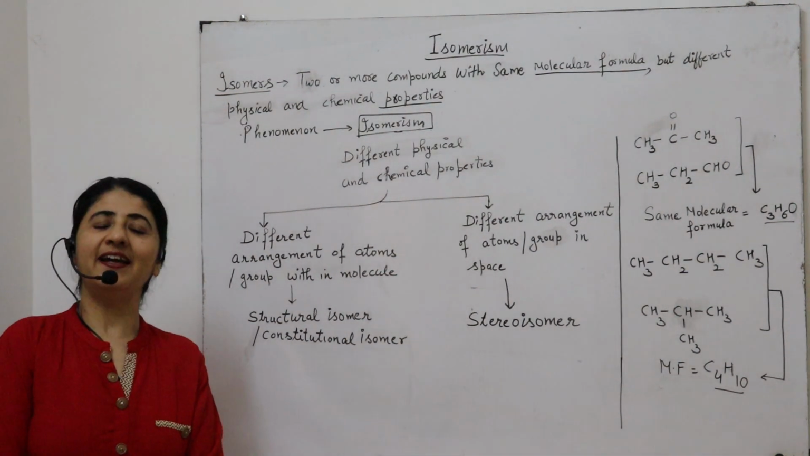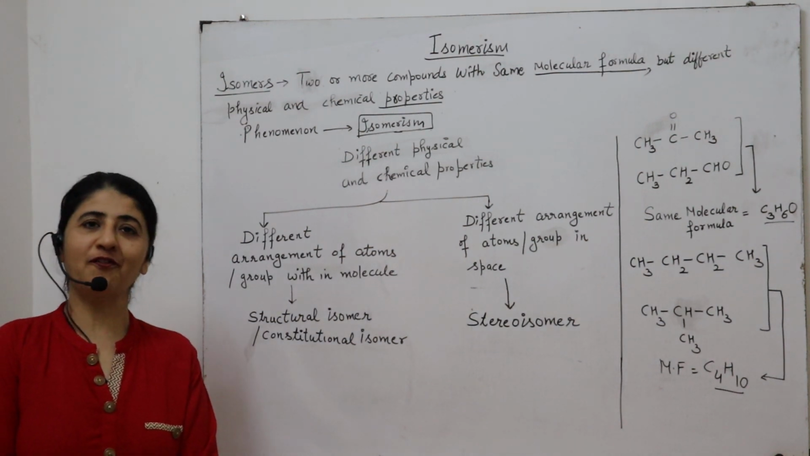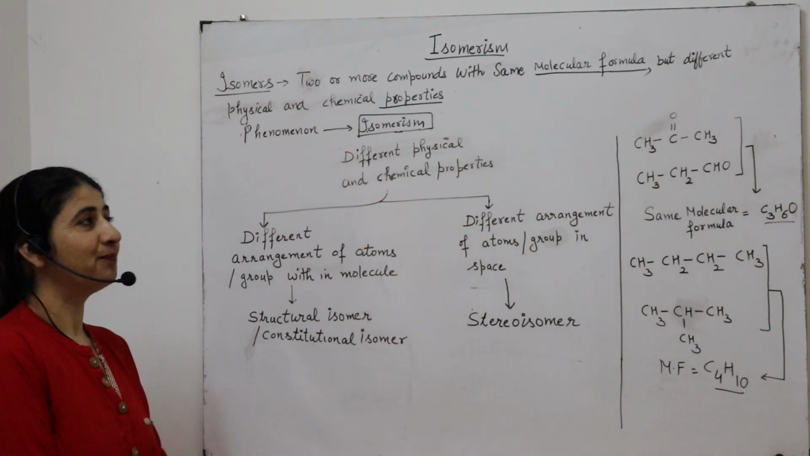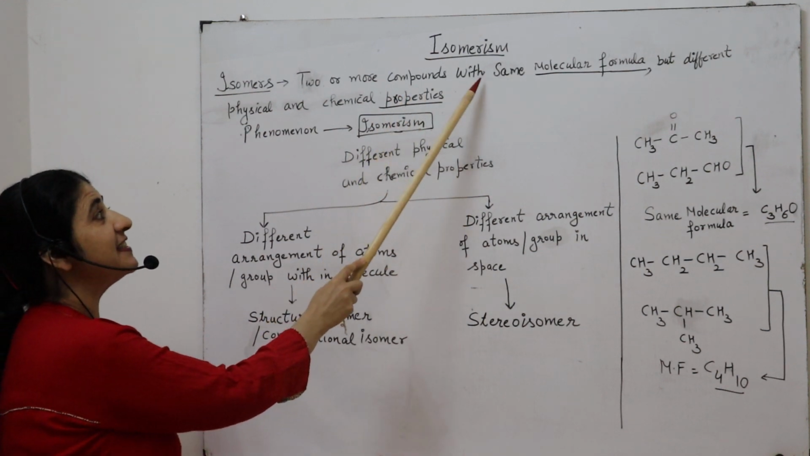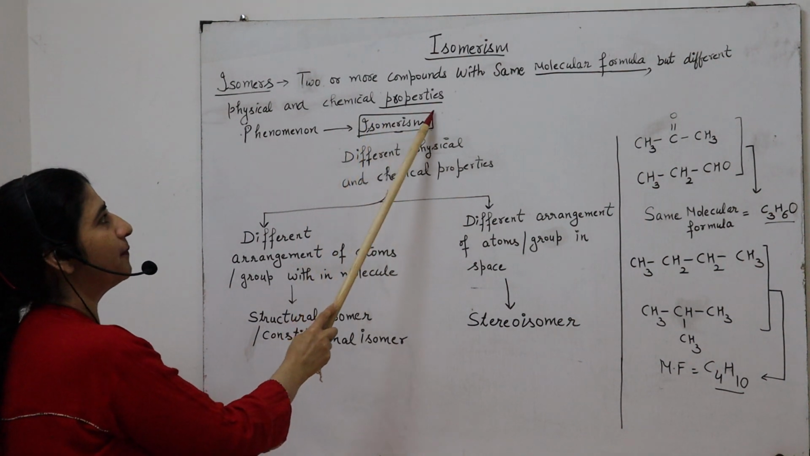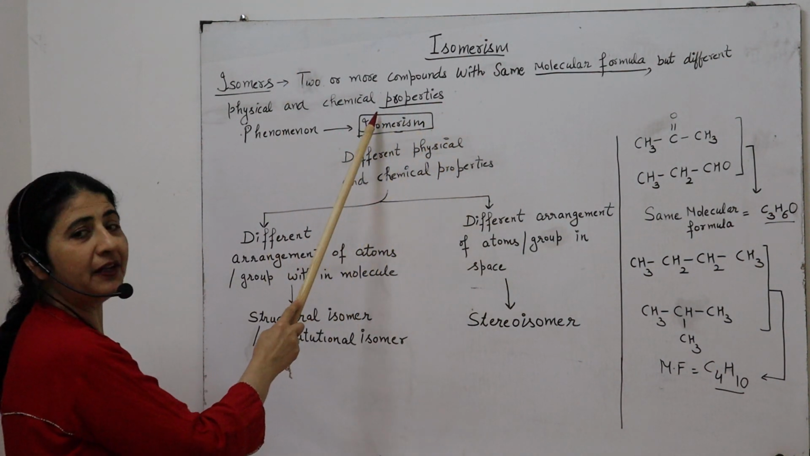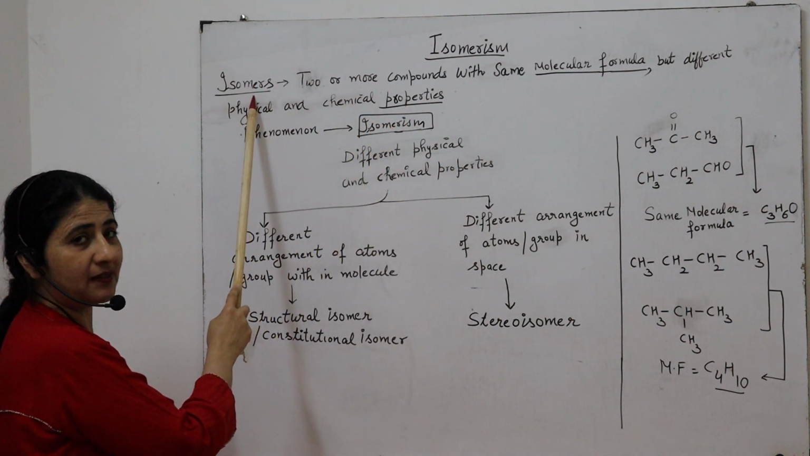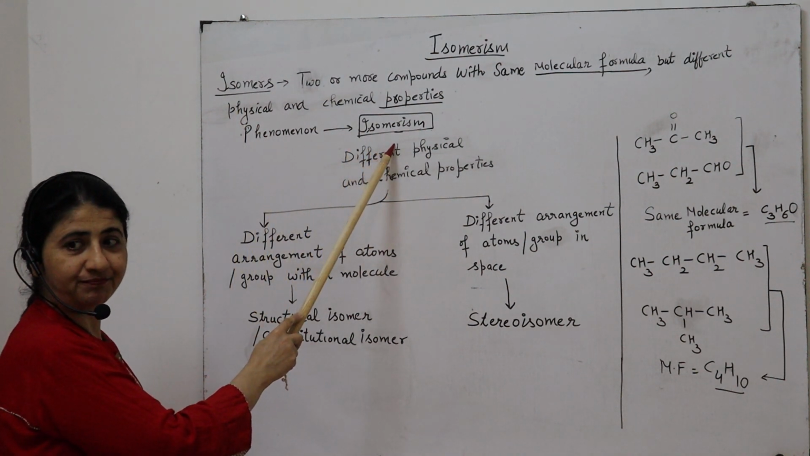In this lecture, we will discuss isomerism. First of all, we'll start with what are isomers. Isomers are two or more compounds having the same molecular formula but different physical and chemical properties. These compounds which have the same molecular formula but different physical and chemical properties are known as isomers, and the phenomenon is known as isomerism.